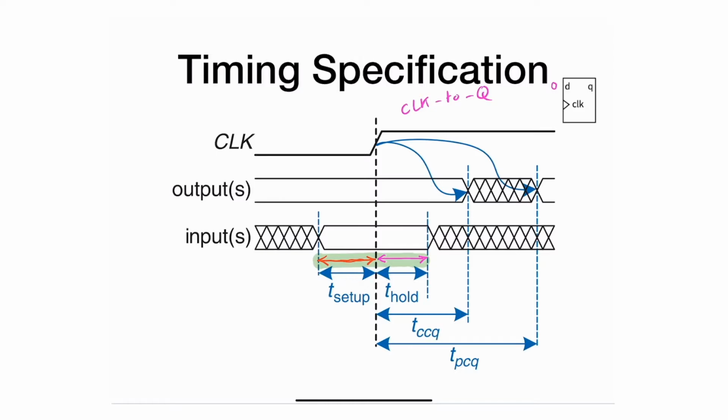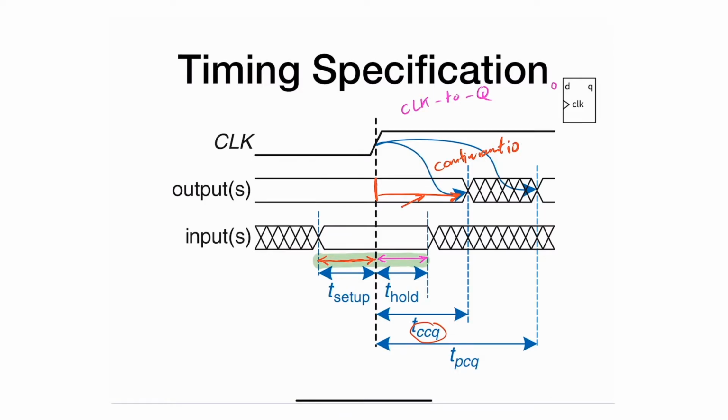Here you see a couple of clock to Qs. There's one we call the TCCQ, which is the contamination clock to Q. That's this one here. Again, the output doesn't get updated automatically. After the active edge, it takes some time to get updated. The least amount of time it takes, the shortest delay for that output to get updated, is what we call the contamination delay. For the contamination clock to Q, that's the fastest that the output can change.